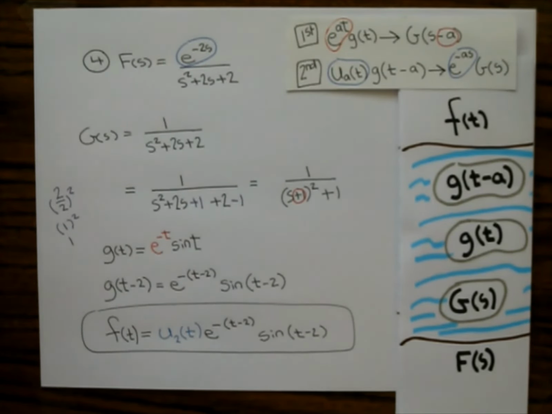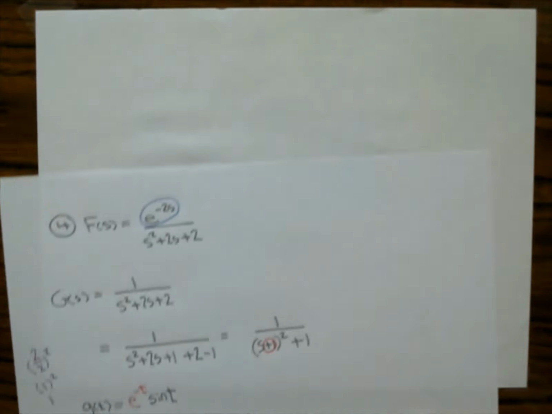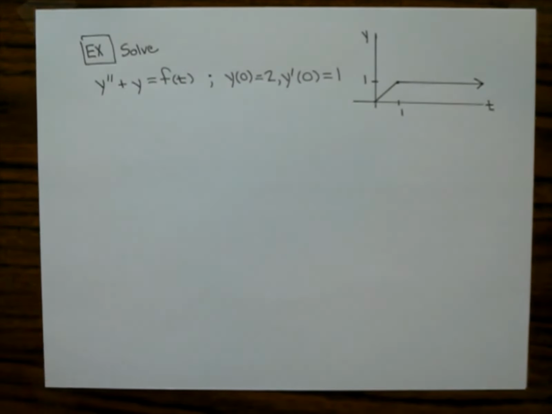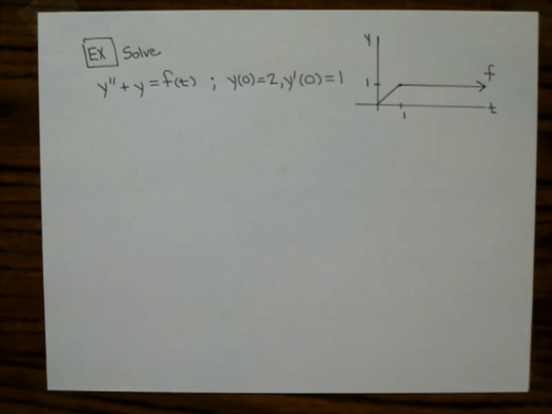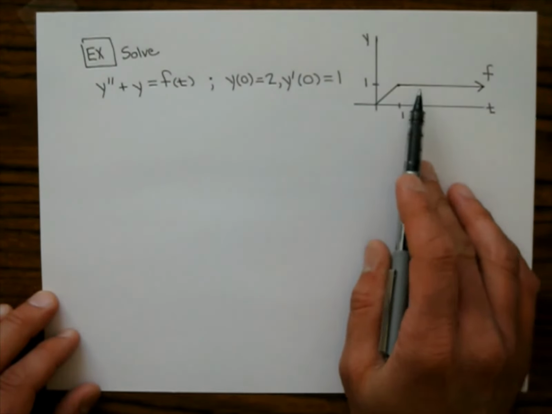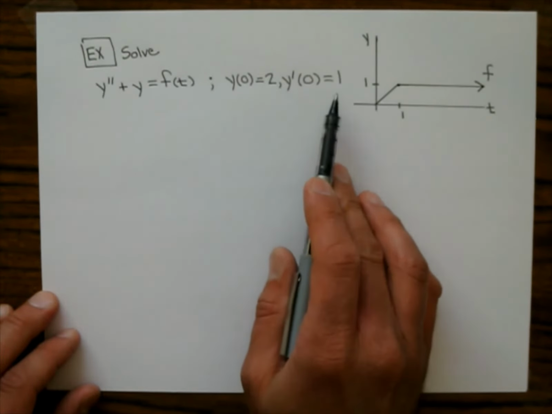Let's go ahead and do our last problem from this section. And that would happen to be this differential equation. Solve y double prime plus y equals f of t, where f of t is in this picture, and we have y of 0 equals 2, y prime of 0 equals 1.